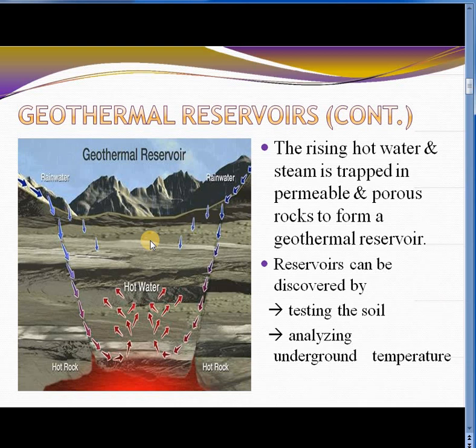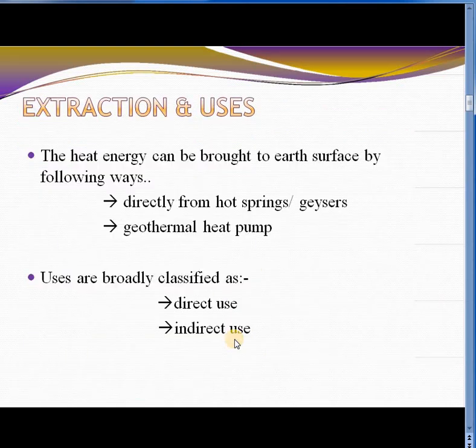The hot water from below the earth's surface will evaporate and come to these reservoirs and get stored. And we can discover these reservoirs by testing the soil and analyzing the ground temperature. Now, how are these extracted and what are the uses of this extraction?